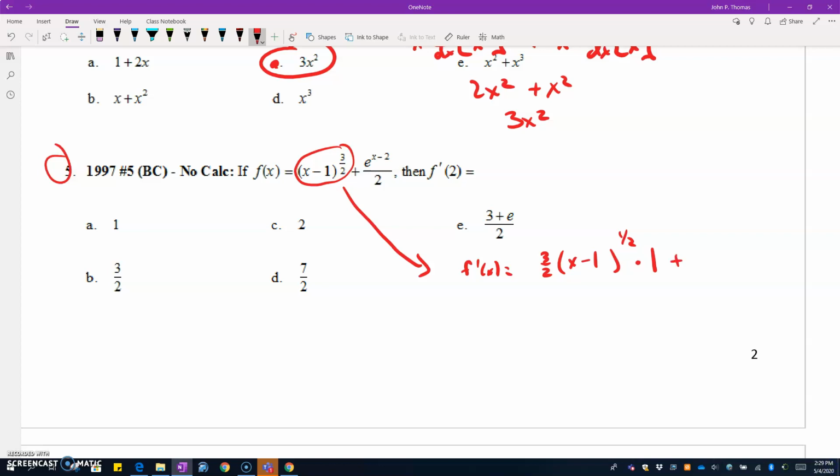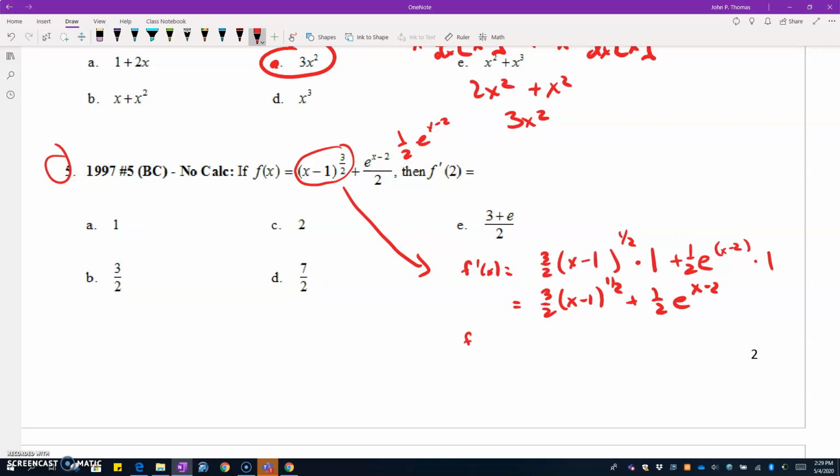Then we have plus, and now we're going to do the same thing on the second. I'm going to rethink that though, and I'm going to think of that as a 1/2 e to the x minus 2. Alright, so we have 1/2 e to the something times the derivative of that something. The something is x minus 2. The derivative of that is a 1. So I end up at 3/2 times x minus 1 to the 1/2 plus 1/2 e to the x minus 2.